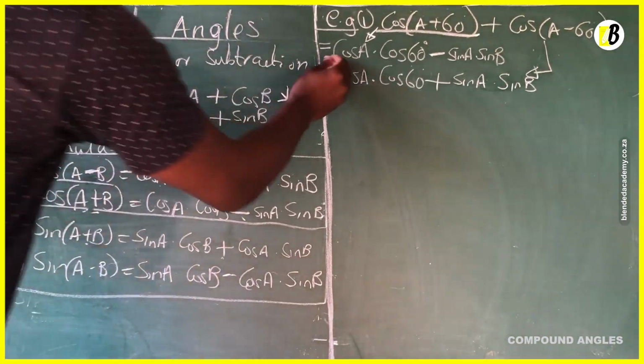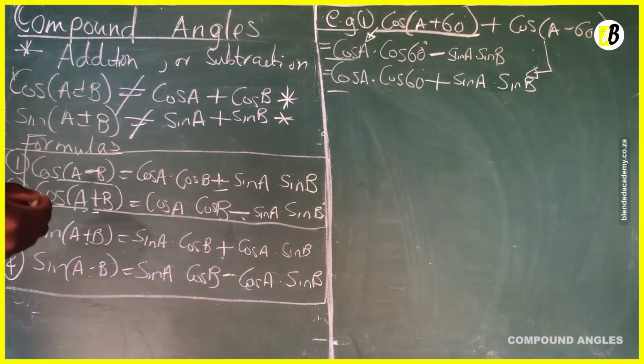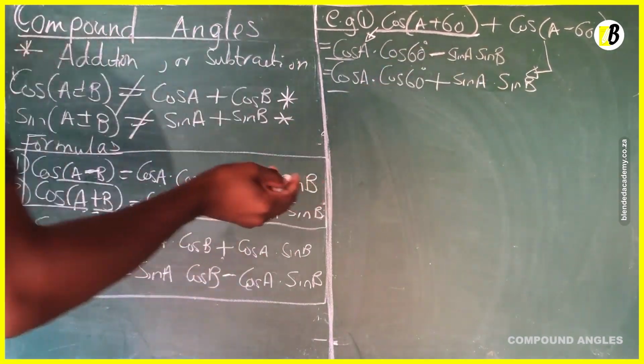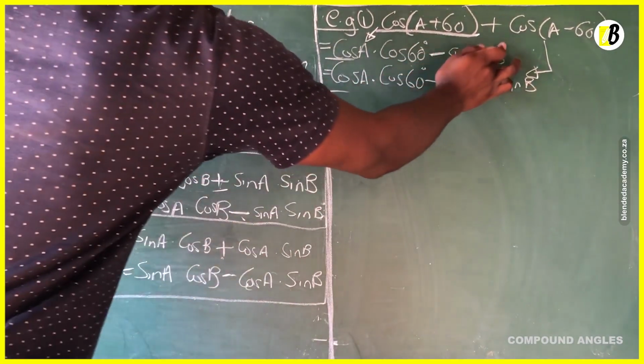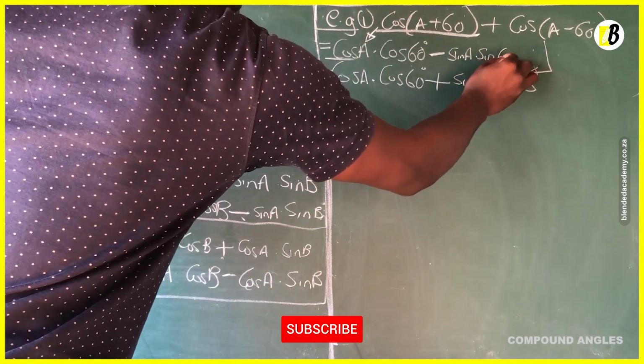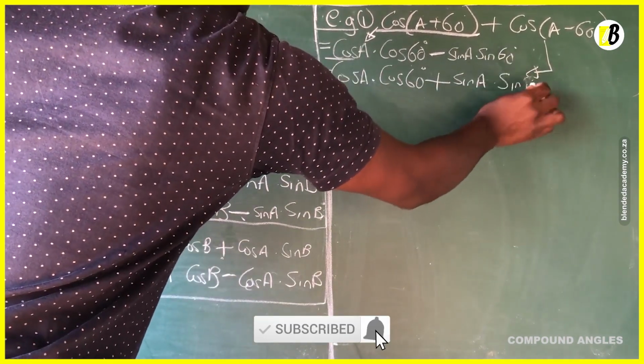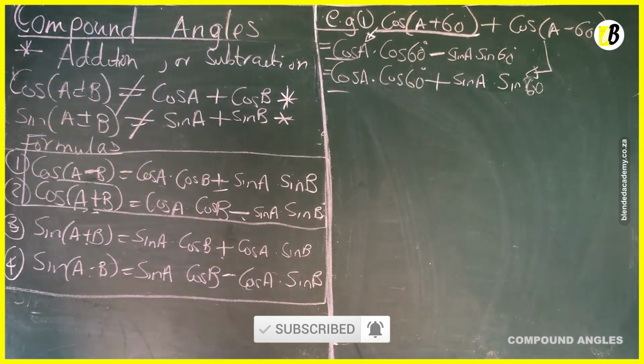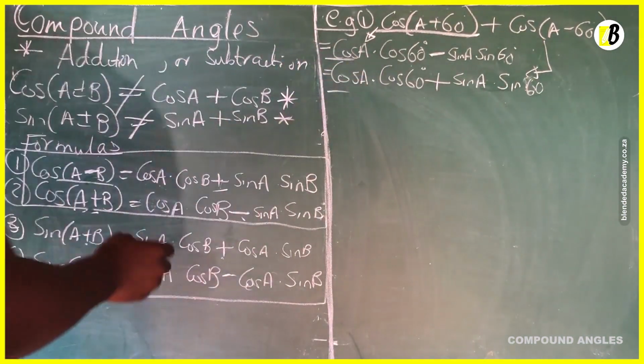Now that we have these two expressions, we're going to have to simplify them, because as you all know, this 60 is a special angle. Sorry, let me just put the value of B, which is 60 degrees, here and 60 degrees there, because we're given B in this case. So now we're going to have to simplify these two expressions.